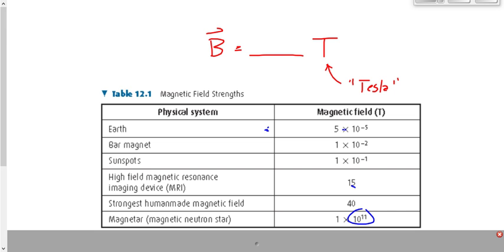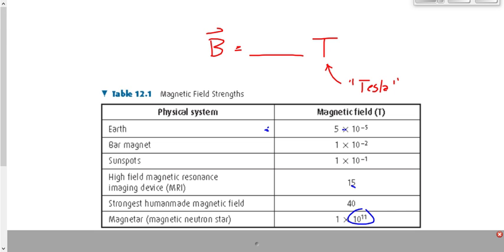Now, here's the good news. You don't ever have to worry about that happening, because if you ever got remotely close to a magnetic neutron star, you'd be dead long before you got anywhere near it. So the good news is you wouldn't have to worry about the iron getting sucked out of your blood, because you'd already be dead.